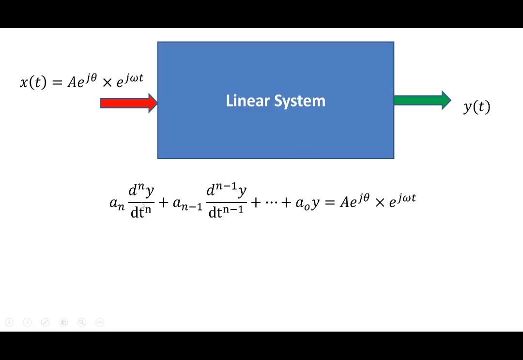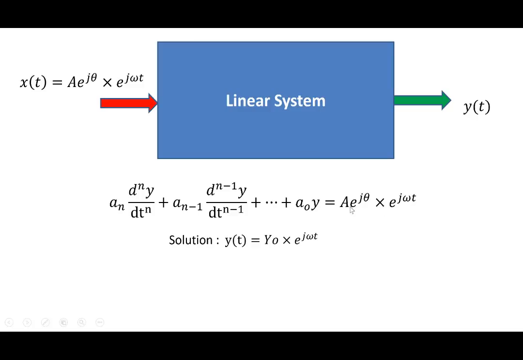The system is characterized by this part here, and it is being driven by an input, which is A e to the power j theta into e to the power j omega t. We're exciting it. This is the input part, and y is my output part, right? Now it's very easy to show that the solution to this equation will be of this form, y(t) equal to y0 e to the power j omega t.